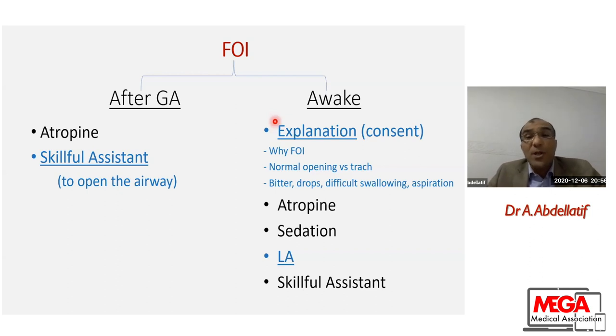Fiber optic intubation after general anesthesia versus when the patient is awake. From my point of view, the key to success for intubation after general anesthesia is the choice of a successful assistant to open the airway. While when the patient is awake, the key to success is the explanation. I have to explain every step to the patient, every adverse effect of the topicalization or anesthesia, or if I will give an injection like airway blocks, I have to explain every step to the patient and the local anesthesia. I have to give very good local anesthesia for the patient. Of course, I have to give atropine in both and some sedation in the awake cases.